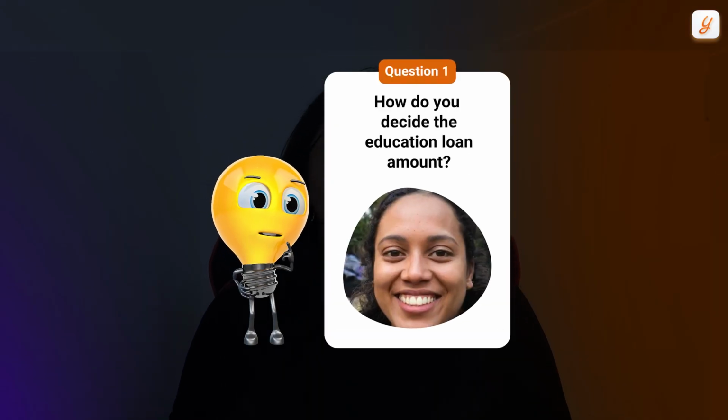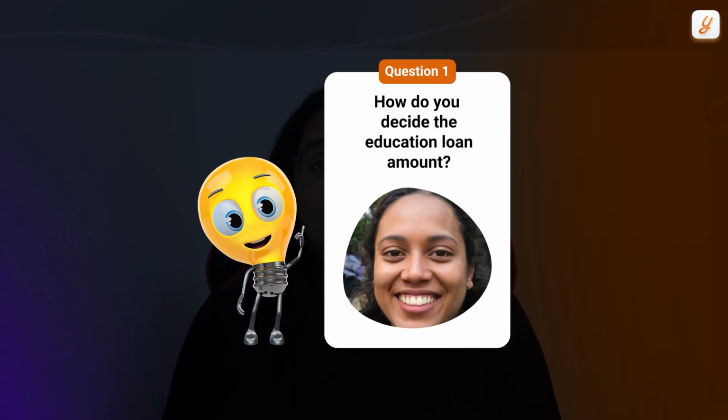Finally, before we wrap up, some frequently asked questions for you to consider. Number 1. How do you decide the education loan amount? Your loan amount depends on your overall cost, which includes your tuition, other fees, travel costs, living expenses, etc. So while deciding your final loan amount, you also have to take into consideration any other sources of funding that you may have, such as personal finances, loans from friends and family, etc.